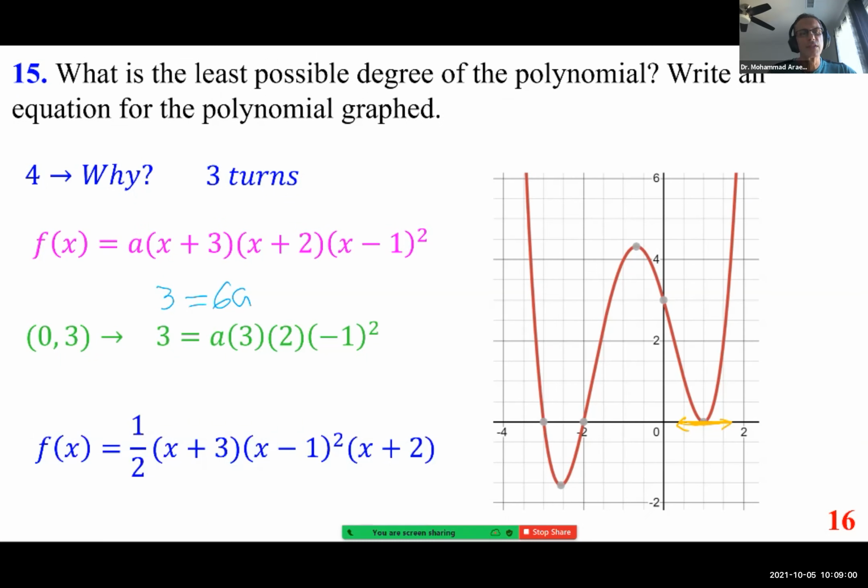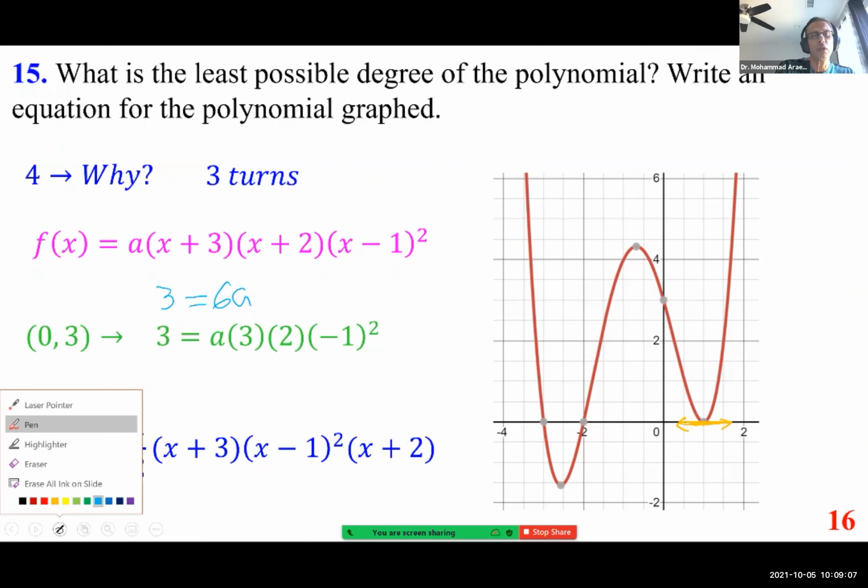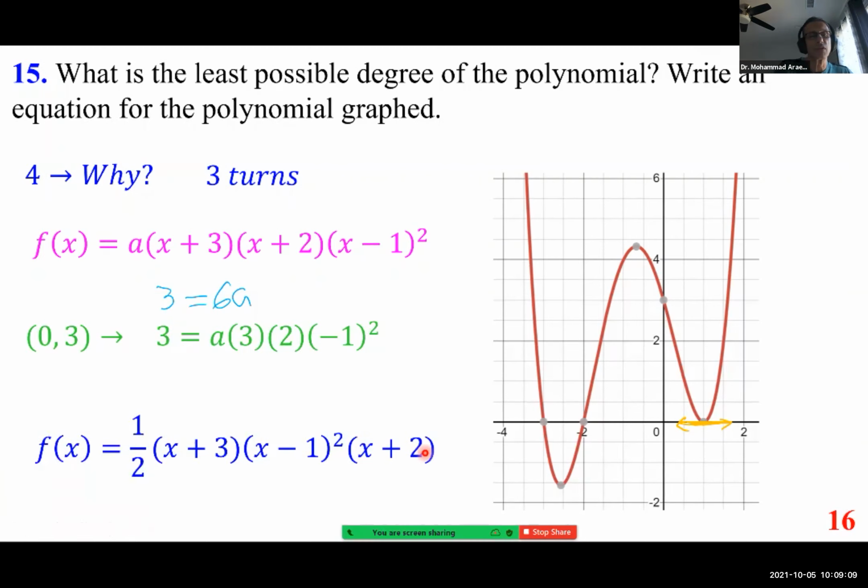And this is your final answer. If you want to write them in this format, it's absolutely perfect. If they ask you to find the final answer, you can multiply them through, but you don't have to, unless you're asked. This is a better format as far as I'm concerned. But whatever they ask you, you want to follow the instruction.